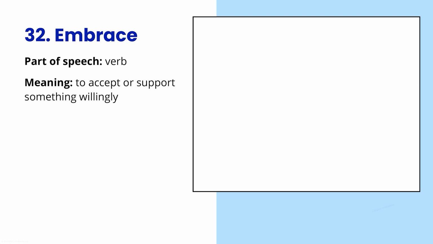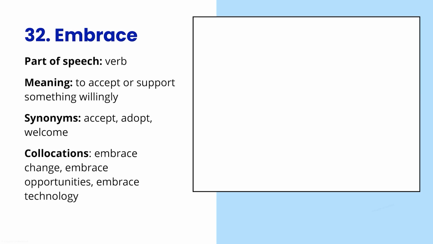Moving on to the next one, which is 32, embrace. Embrace is a verb and it means to accept or support something willingly. Now, synonyms are accept, adopt, and welcome. Collocations: embrace change. So this means that you are accepting change, you are welcoming that change. Embrace opportunities. Same thing, you're accepting these opportunities, you're supporting them.